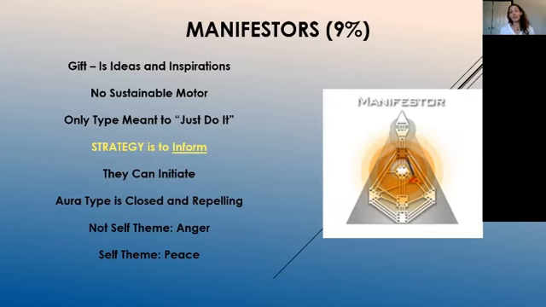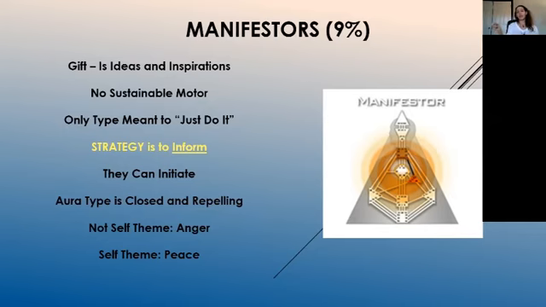And it's perfect. They thrive with a lot of alone time. They thrive with having almost their own workshop in place where they get to create and do and be and get all of these projects going. And then their strategy is to inform. It sounds really simple, but it's probably one of the most difficult things for a manifestor to do, because their mind is going so fast.